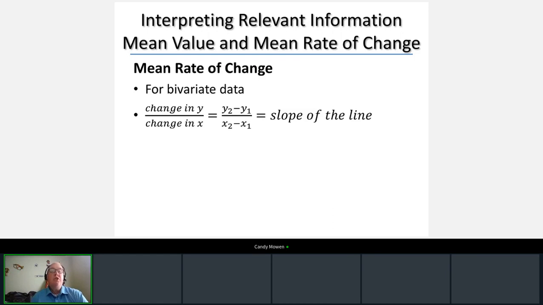The mean rate of change is for derivative data. Change in y is y sub 2 minus y sub 1, over the change in x, x sub 2 minus x sub 1. This is equal to the slope of a line.